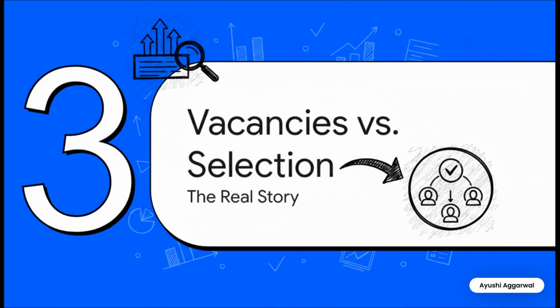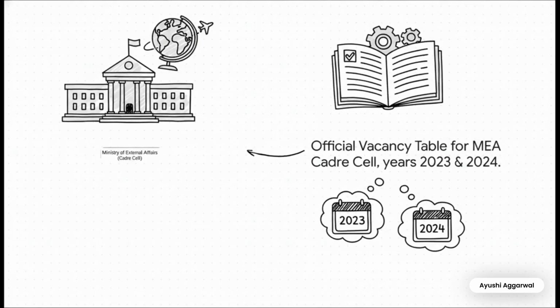All right, now we're getting to what I think is the most important part of any results PDF. This is the section where we compare the number of available posts, the vacancies, with how many candidates were actually selected. This is what gives us the real picture. Okay, so this is the official vacancy table taken straight from the result notice. We're going to focus on the Ministry of External Affairs, or the MEA Cadre Cell, for the years 2023 and 2024. Now, pay close attention to these numbers because this is where our little investigation begins.